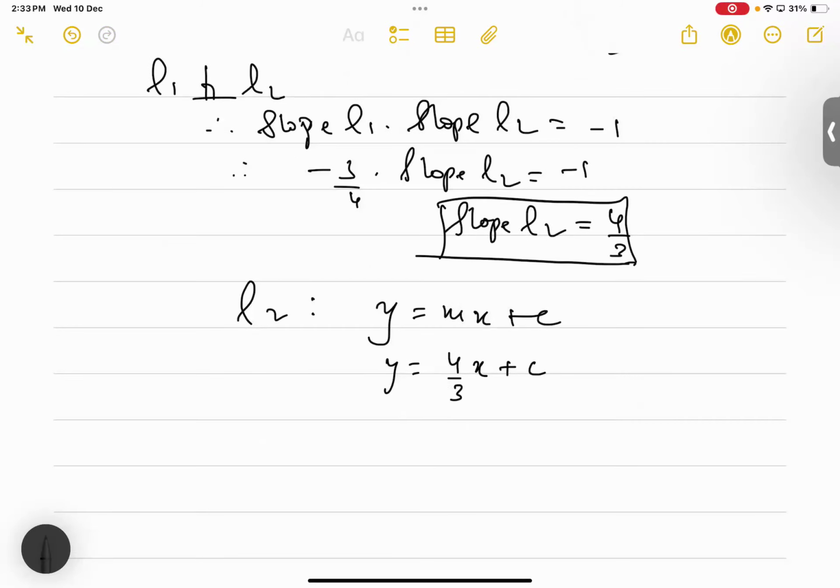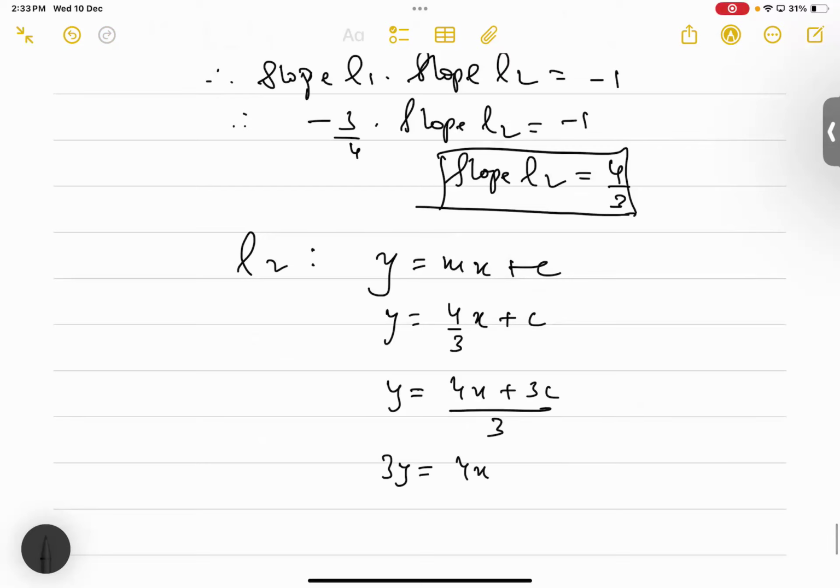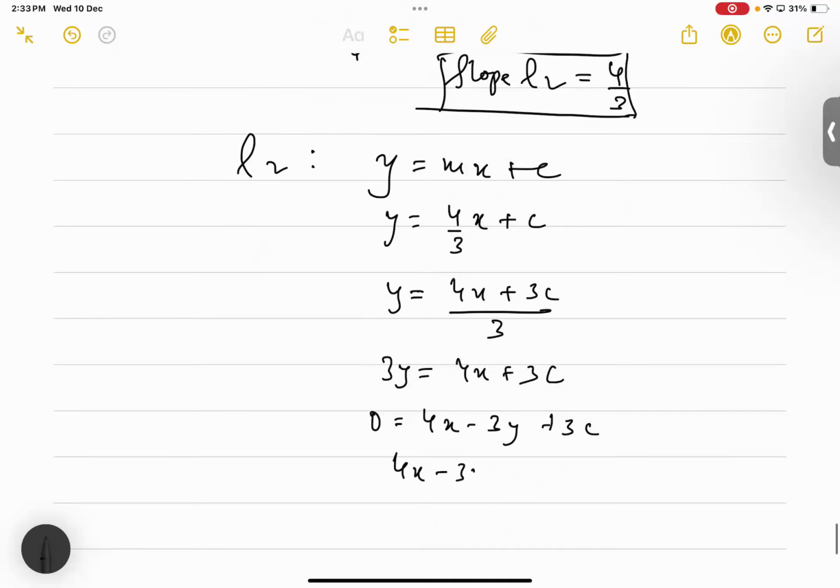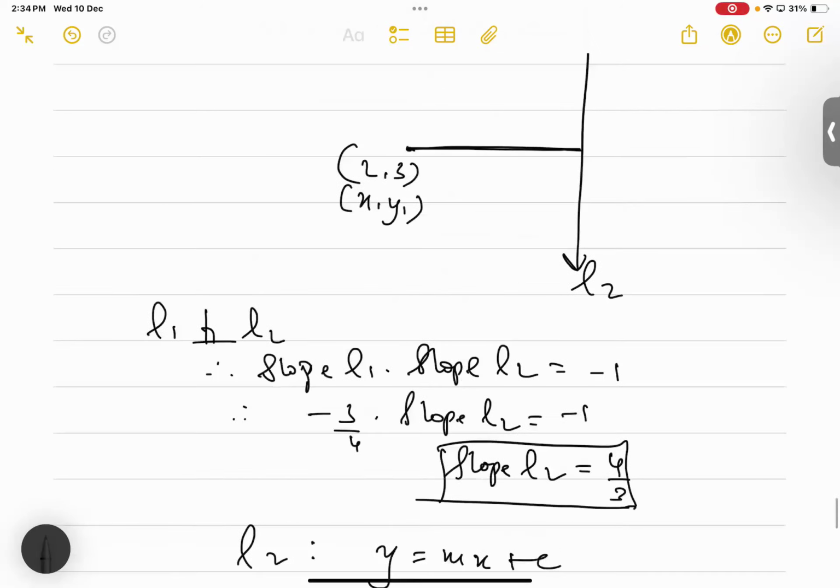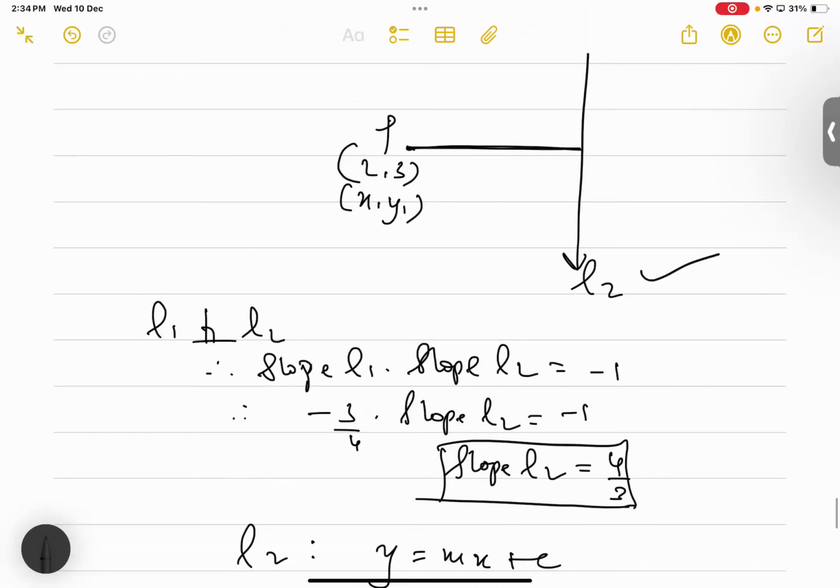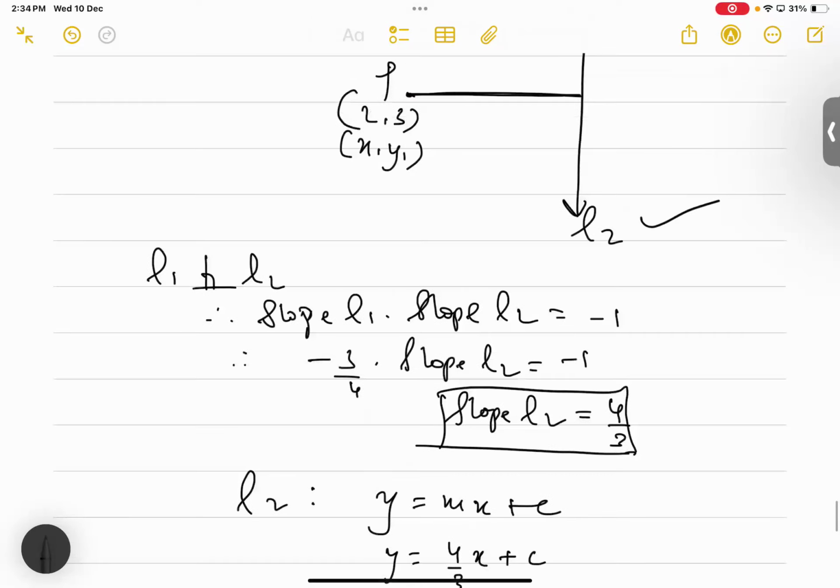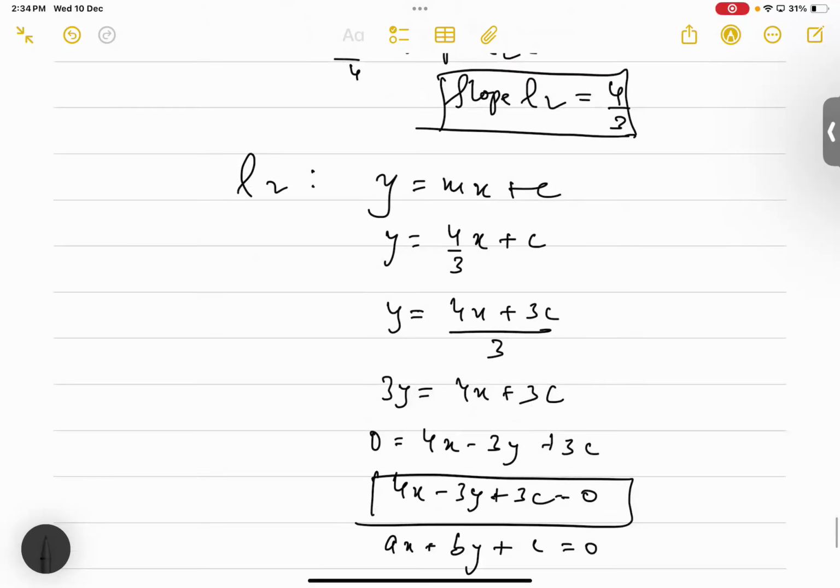4/3 x plus c. Correct? So y is equal to (4x plus 3c) upon 3. So 3y equals 4x plus 3c, and 4x minus 3y plus 3c is equal to 0. Correct? So now we got the general form, ax plus by plus c equal to 0. Now the distance between this point P and this line L2. This will become x1, y1. We have to find the equation now.